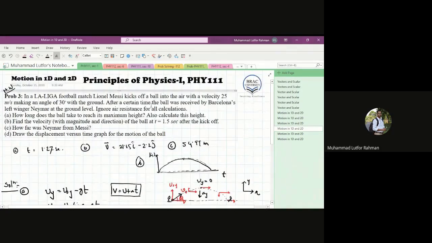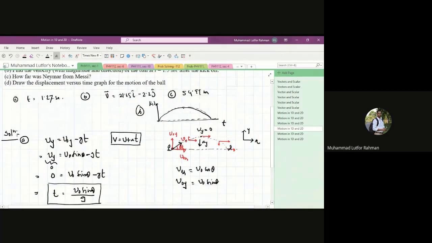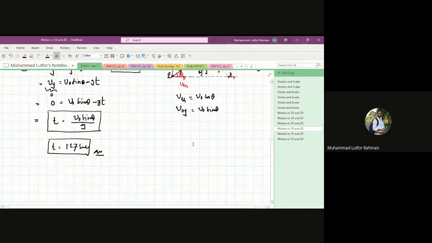And there is a tag question. Also calculate this height. What would be that height? I have to find out that height also. This height. Okay, fine. To find out that height, we can use two ways.